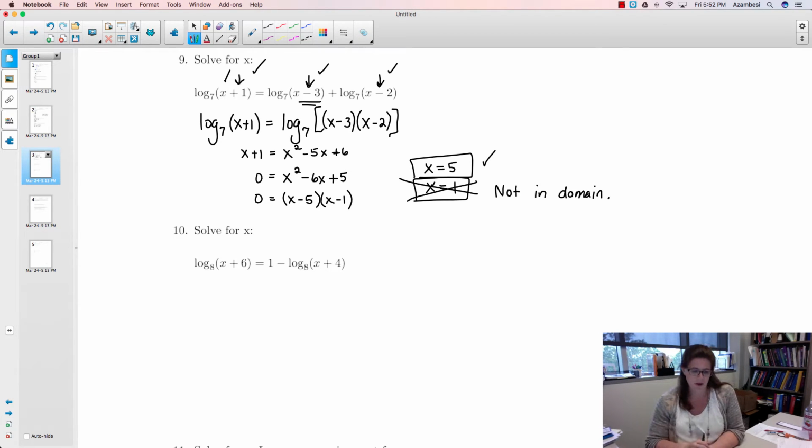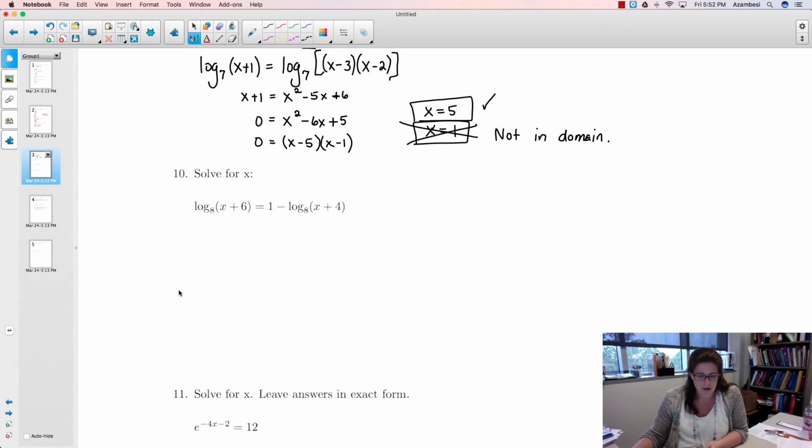So moving forward, all right, solve for x where I have log base 8 of x plus 6 equal to 1 minus log base 8 of x plus 4. So there's a couple different ways to do this one. Like most log problems, I can either turn that 1 into a log base 8 of 8 and then combine it, or I can bring the other log to the other side and then turn it over to exponential form. I did the combining and turning that 1 into a log base 8 of 8 in class, so I'm going to do it the other way this time.